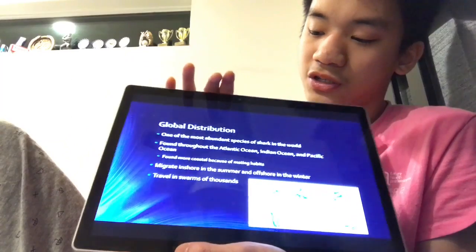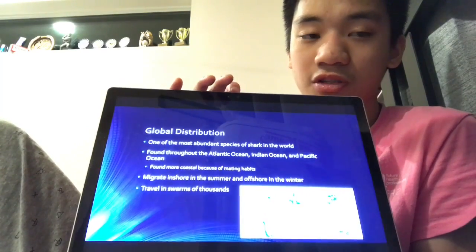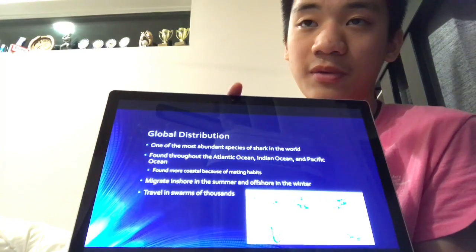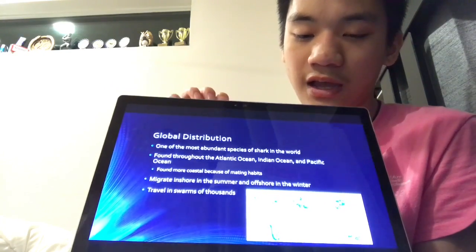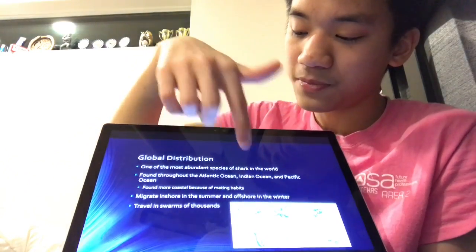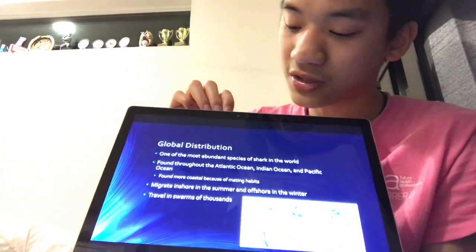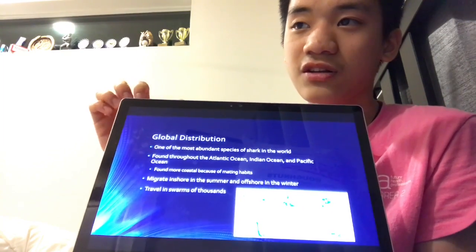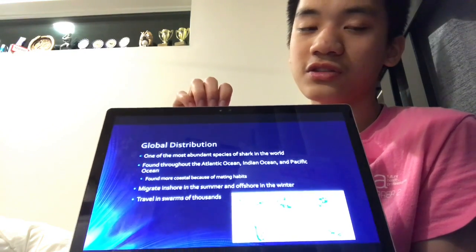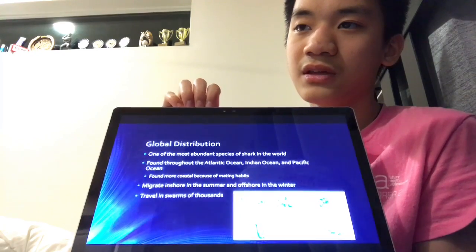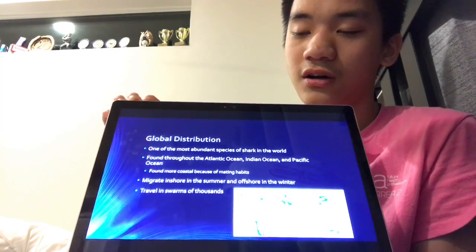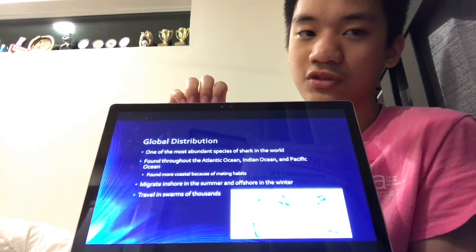Their global distribution. Spiny dogfish sharks are one of the most abundant shark species in the world, and they are found all over the place, primarily in the Atlantic, Indian, and Pacific Oceans. Because of their mating behaviors, they are found in more coastal regions, as you can see from the diagram. Even though they are one of the most abundant species, they are considered threatened on the conservation scale. It is on the lowest tier of threatened, but it is not on the safe side either, because they are hunted, and it takes a long time for spiny dogfish sharks to mature and reproduce, as said before.